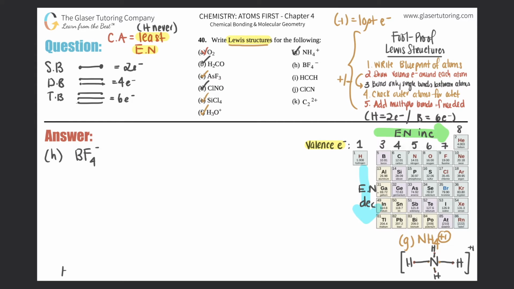BF4 negative. This is a -1, which means that you will gain 1 electron. Okay, so let's see. Who's going to be in the middle? Boron or fluorine? The least electronegative. Boron's over here, fluorine's over here. Electronegativity increases from left to right. So boron would be in the middle, surrounded by 4 fluorines. So boron in the middle, F, F, F, and F.